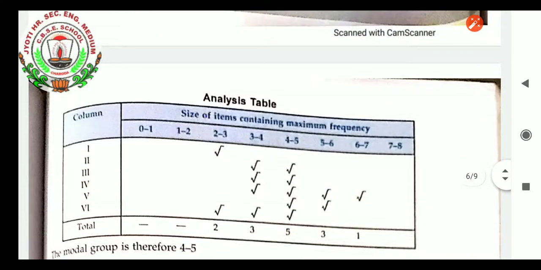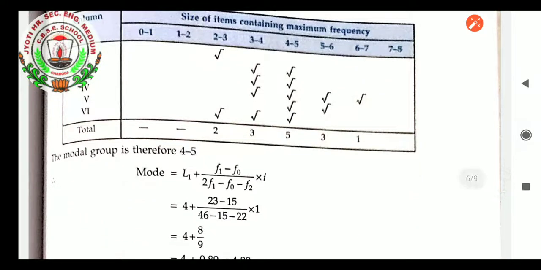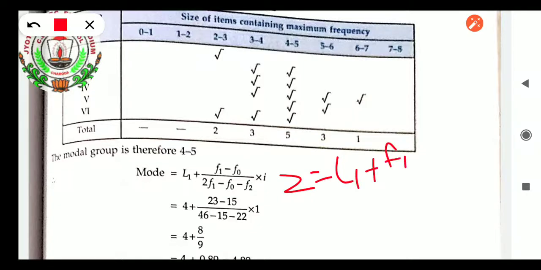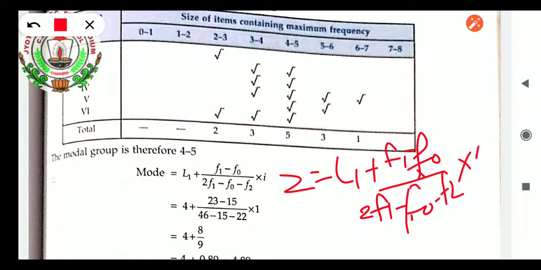Same way, students, the mode formula: you will apply 23, 15 and 22. Is it correct? Yes, it is correct. So how did we get it? Z equals L1 plus (F1 minus F0) divided by (2 into F1 minus F0 minus F2), into i. Formulas, let us substitute the values.